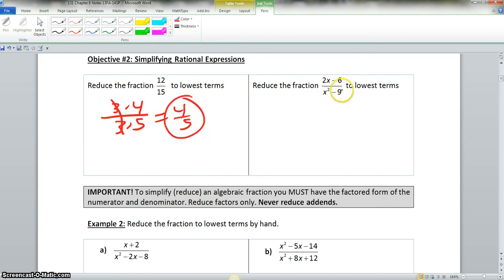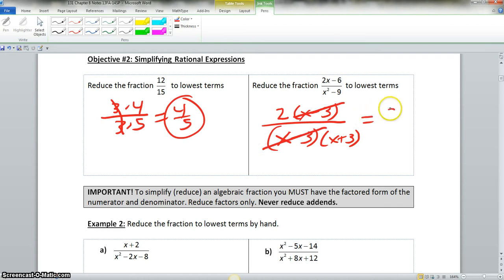Now we come here. They want us to reduce the fraction to lowest terms. We can factor out a 2 and we have x minus 3. And our denominator, this is the difference of 2 squares, so it'll be x minus 3, x plus 3. These x minus 3's will simplify out, and it'll be 2 over x plus 3.